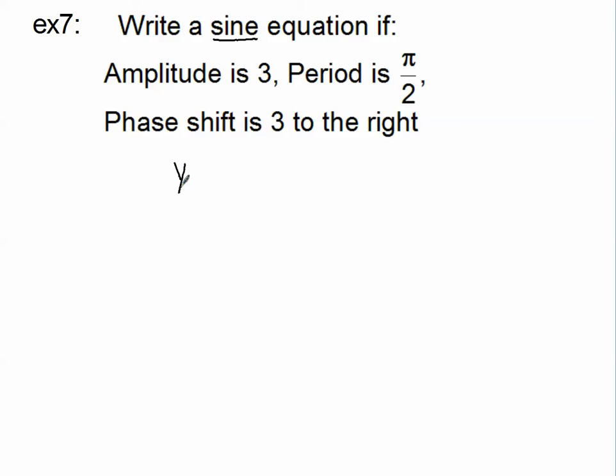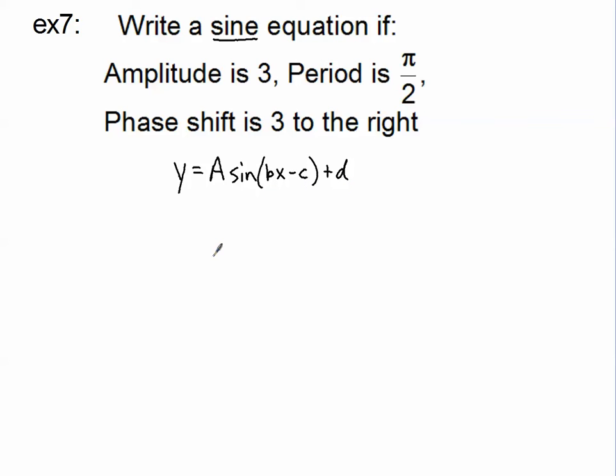Okay, so let's maybe just put the standard form here. A sine of bx minus c plus d. Maybe that helps us. So we've got the sine, we've got the equation, so that's good. Let's start off simply, and we usually go in alphabetical order. We'll find the A, and then the B, and then the C, and then the D.